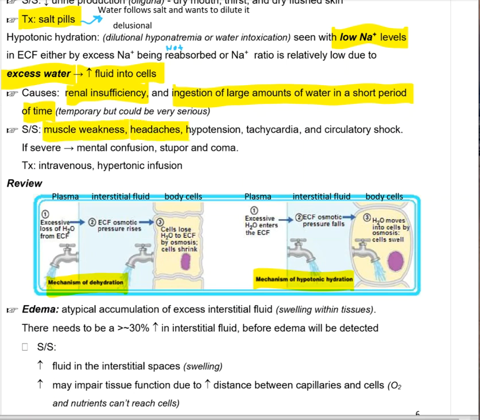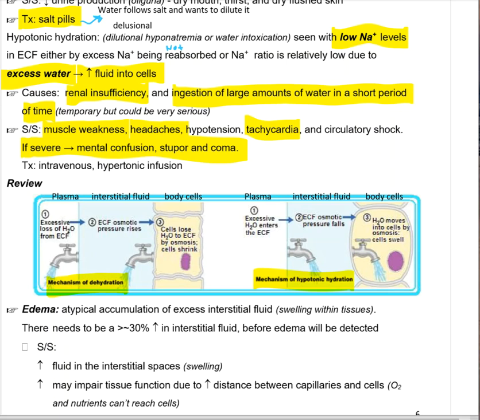not hypertension, we have hypotension. Oh, I know why, hypotension. Because some of it might leave the plasma and go in, and so fluid is being retained here, but less so. Tachycardia, we see. Circulatory shock, we can sometimes see if hypotension gets really low. And if it's really severe, we get mental confusion, stupor, and even coma. And you can die from this.